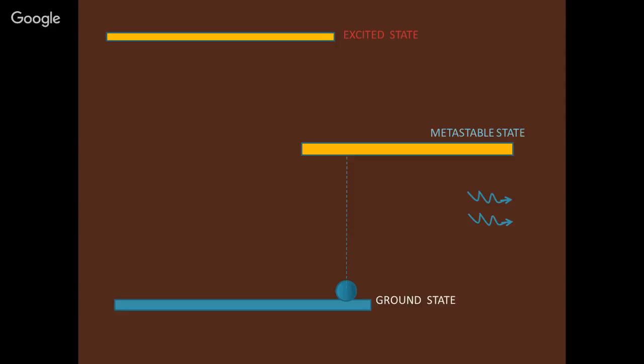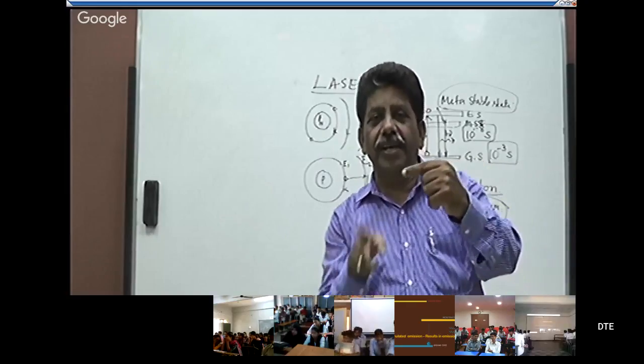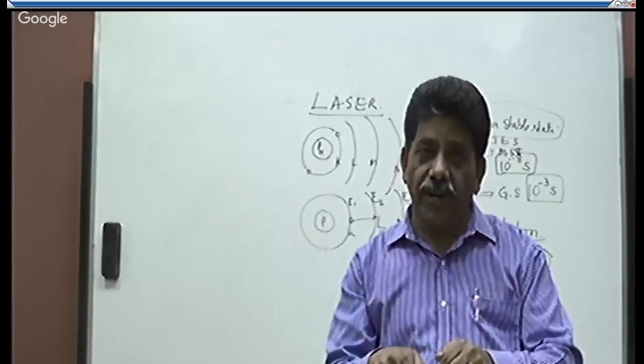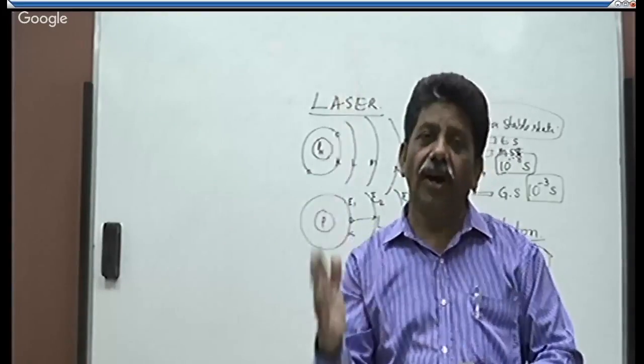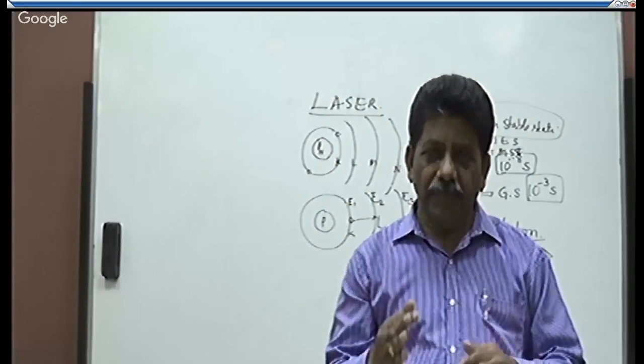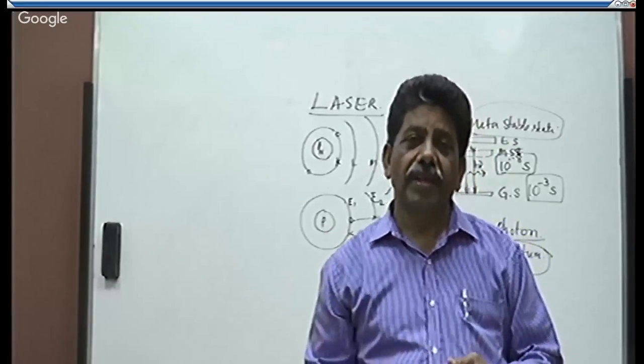Those two photons which are formed, it is the process we call stimulated emission. So here we have stimulated emission. During stimulated emission, what happens? During the transition from the metastable state to the ground state, one more photon enters the scene, thereby two photons are formed. Those two photons can be made to fall on a reflecting surface. Why is it so? Let me explain that, because without this basic explanation, we cannot explain laser.